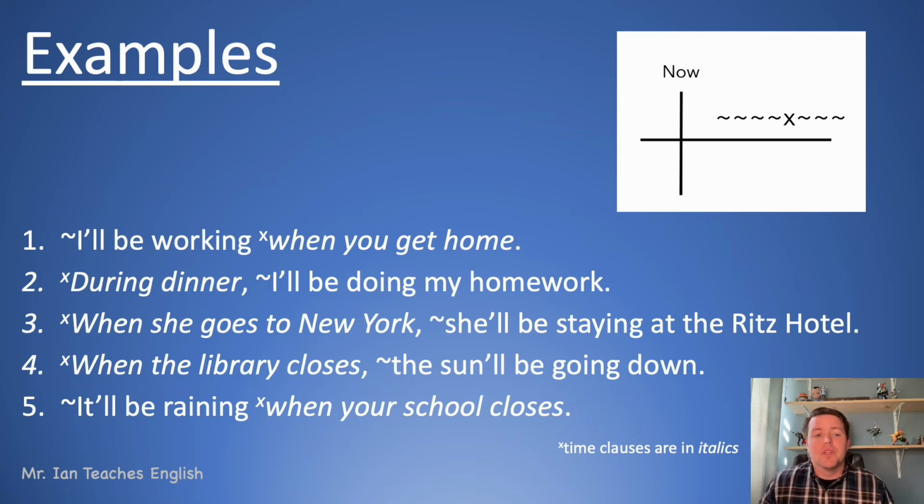Number 4. When the library closes, the sun will be going down. Here, when the library closes is written in the present tense because it is in a time clause. And number 5, it'll be raining when your school closes. These two things are happening at the same time. School closes, raining.